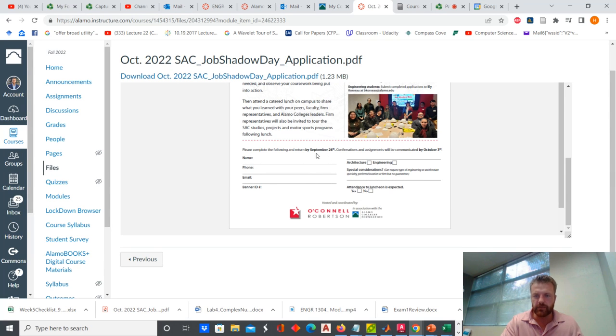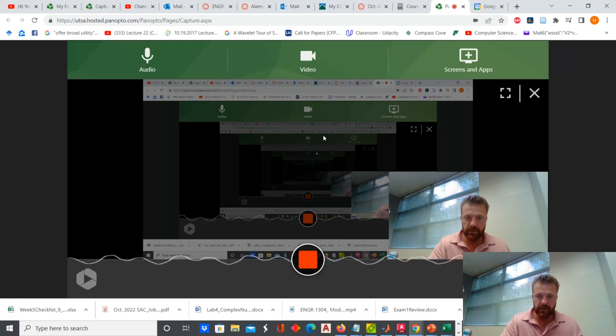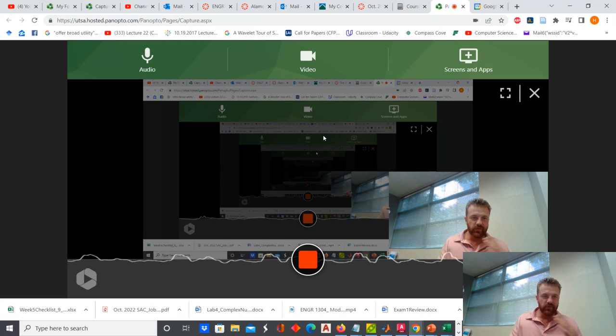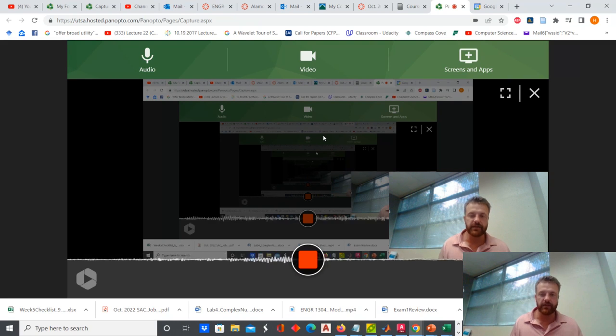You'll notice it says September 26th. So that is a week from today, and you'll get your assignments by October 3rd. And if you're going the engineering route, make sure to check engineering on that. And hopefully that will be a good opportunity for you. If you're a dually enrolled UTSA student, I think since you're an Alamo student as well, you're still able to complete that if that is something you want to do.